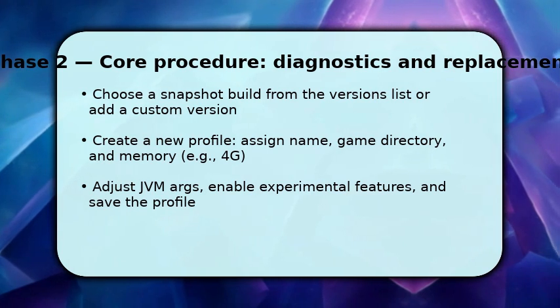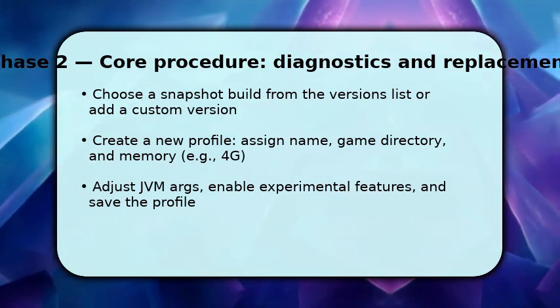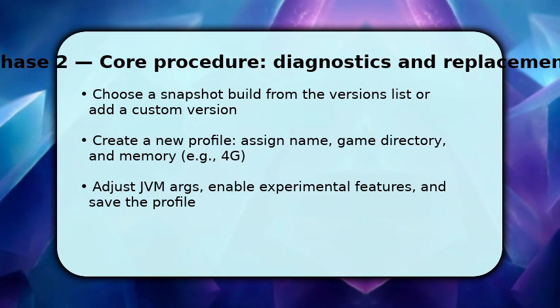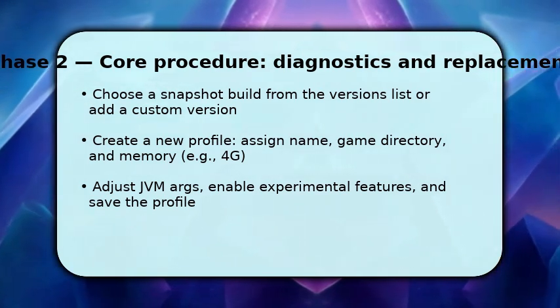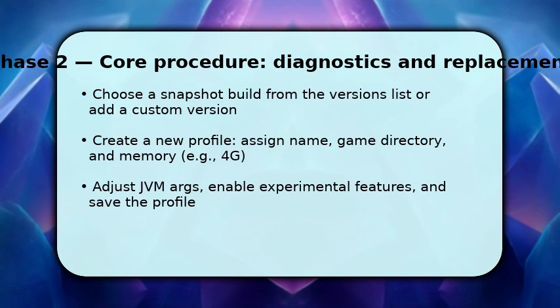Modify JVM arguments only if comfortable. Enable experimental features or snapshot toggles. Then save the profile, so you keep stable profiles separate from snapshot testing and avoid cross-contamination.